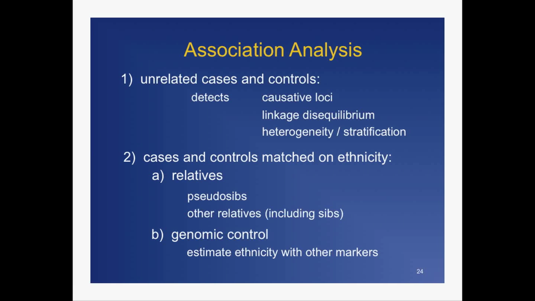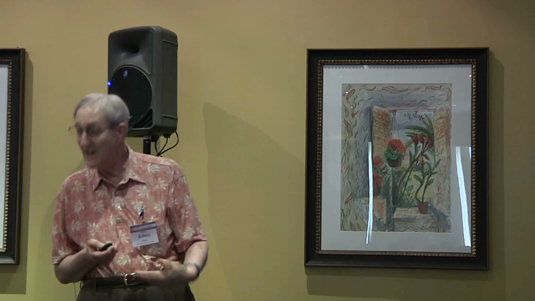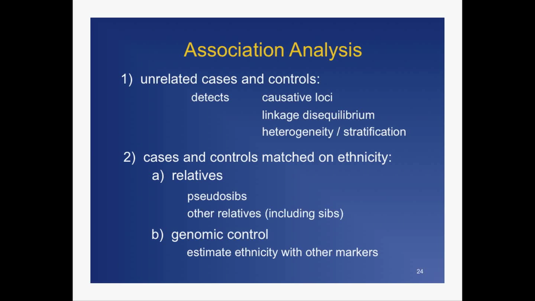Okay. Association analysis, as I've said, you can have unrelated cases and controls. It will detect causative loci. It will detect linkage disequilibrium. It will also detect heterogeneity and stratification. Right? So you've got to be careful.